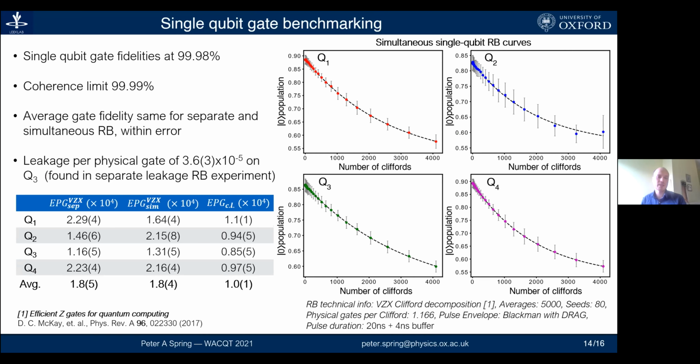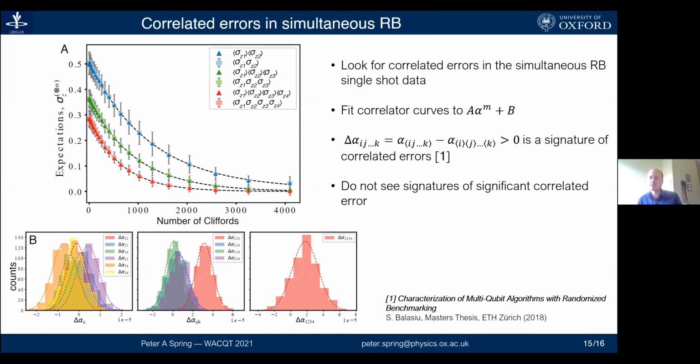We also did leakage randomized benchmarking on qubit three, which had the best readout fidelity. And here we find a leakage of about 3.6 times 10 to the minus five, which is significantly less than the physical errors. So the data in those randomized benchmarking experiments was taken using single shot readout.